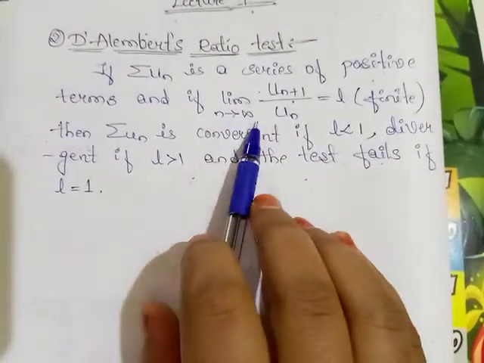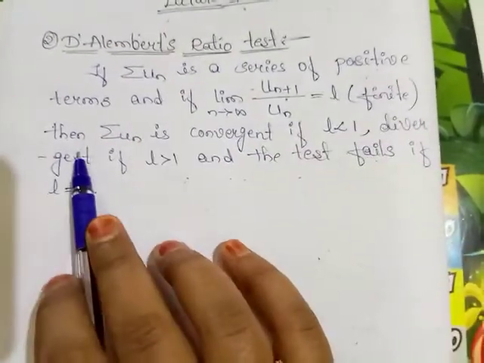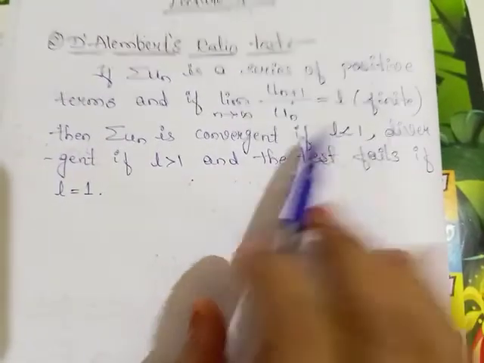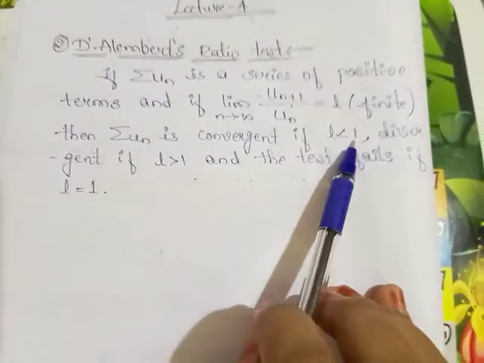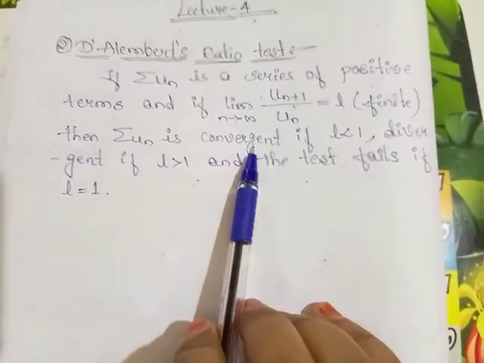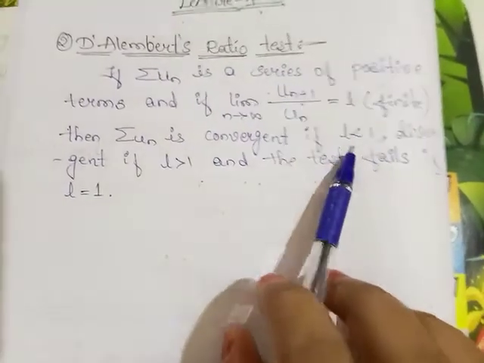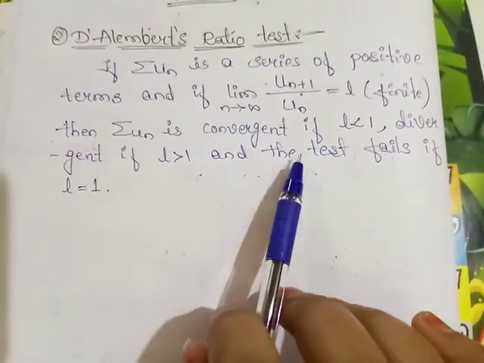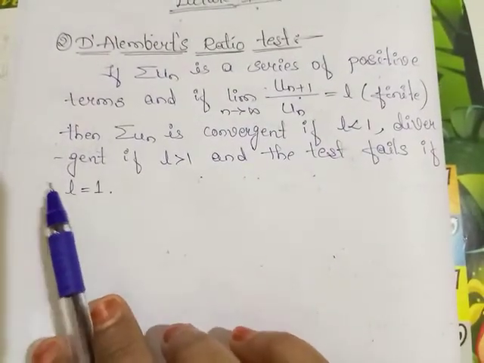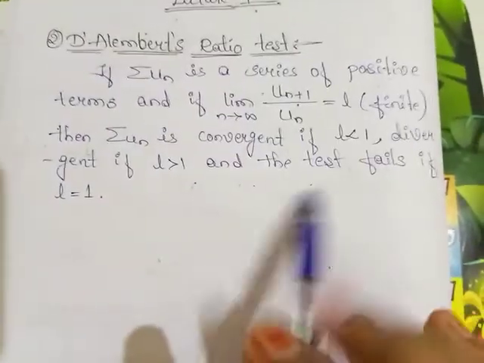If limit n tends to infinity, un plus 1 divided by un is equal to L, where L is a finite quantity, then summation un is convergent if L is less than 1. If this finite quantity is less than 1, we say that the given series is convergent, and divergent if L is greater than 1, and the test fails if L is equal to 1. Here the conditions for convergent, divergent and test fails are the same for D'Alembert's ratio test and also Cauchy's root test. Here only the statements are changed.